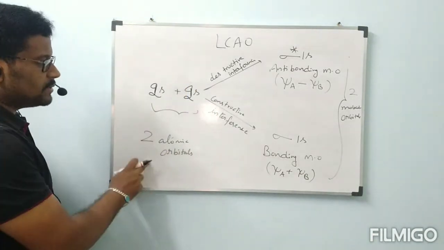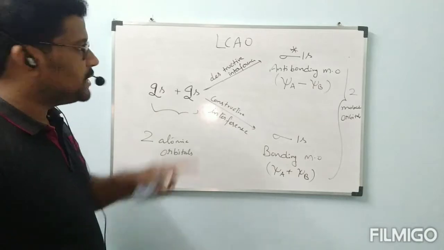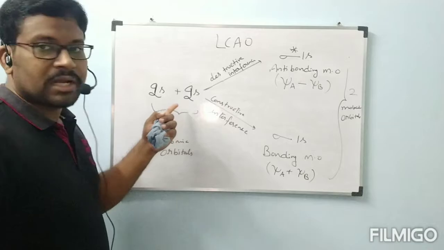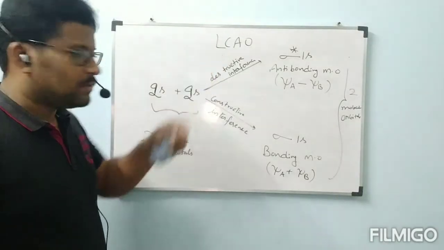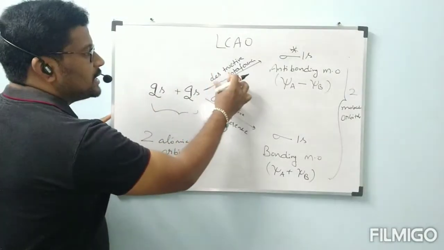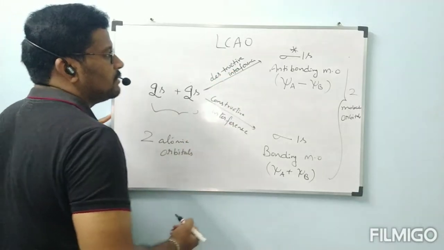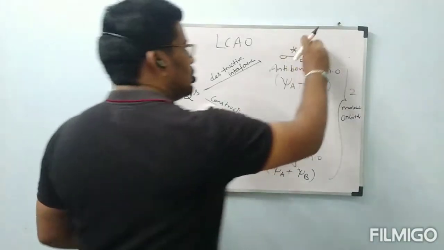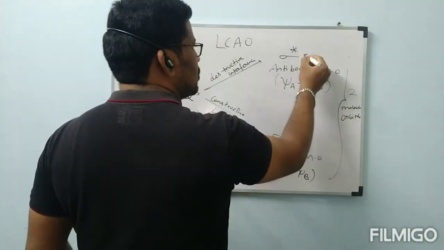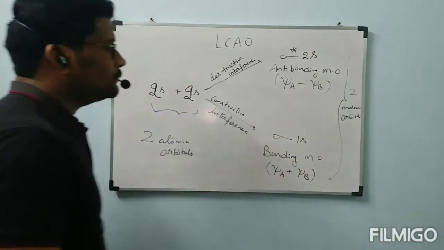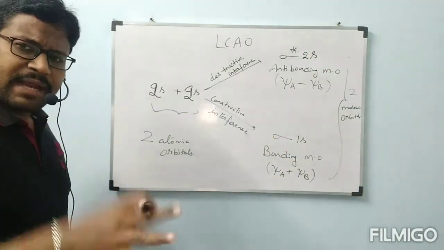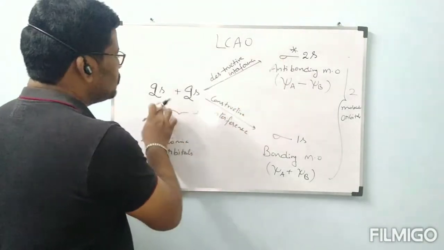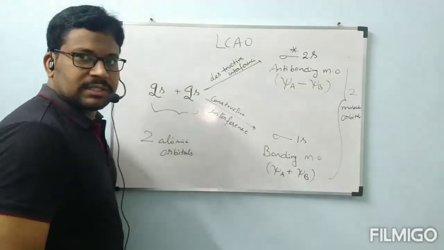2s and 2s atomic orbitals will be combined by the technique called LCAO, linear combination of atomic orbitals. These two are atomic orbitals, and they will follow the LCAO method. 2s and 2s are combined by destructive interference to form sigma star 2s, which is an anti-bonding molecular orbital. Every anti-bonding molecular orbital is represented by psi A minus psi B only. The difference is that this is formed from 2s and 2s, so it is sigma star 2s.